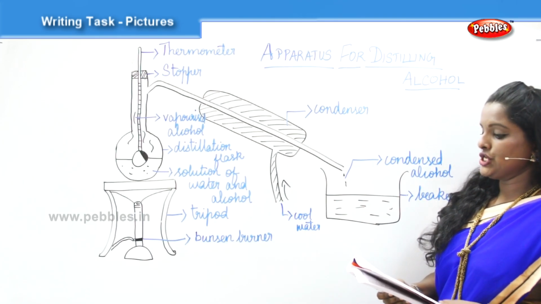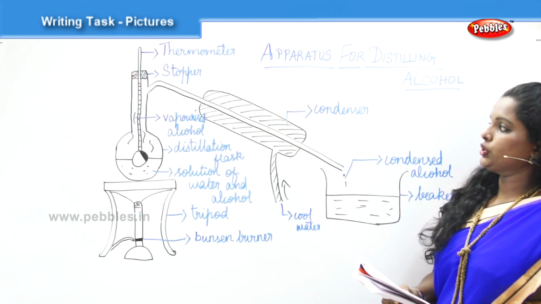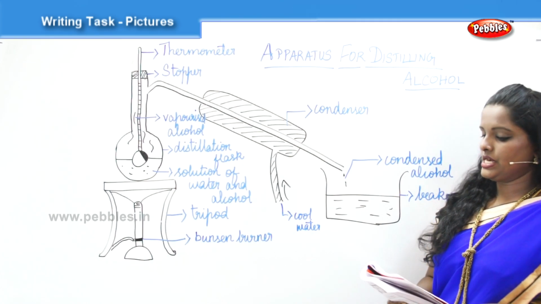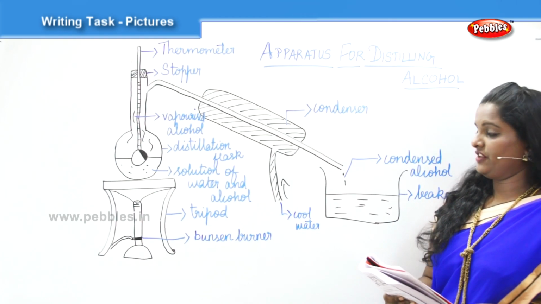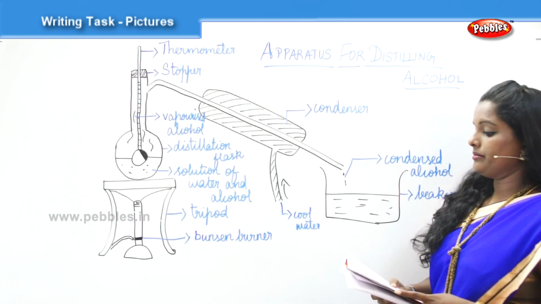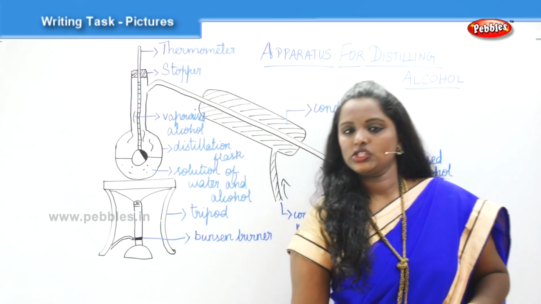This diagram shows how alcohol is distilled through a set of apparatus. Summarize the information by selecting and reporting the main features and make comparisons where relevant. Okay, so let's begin.